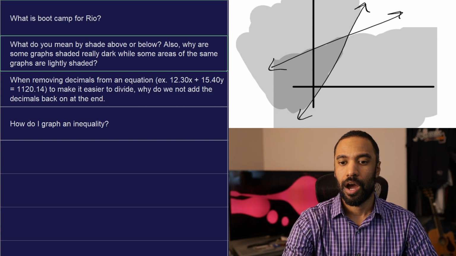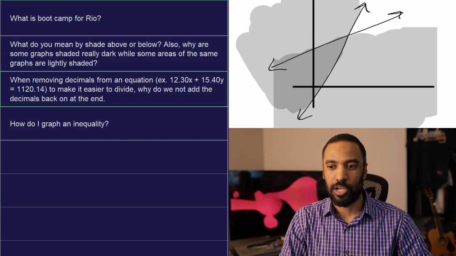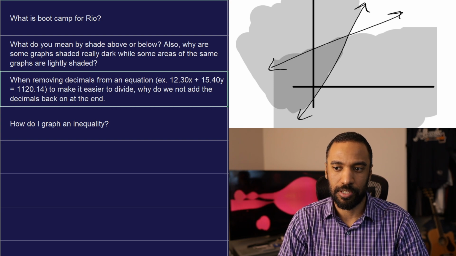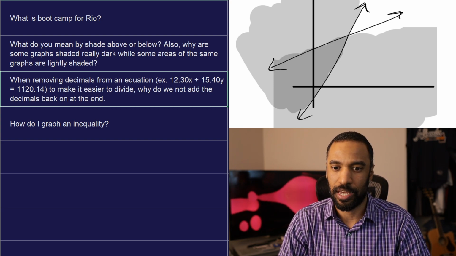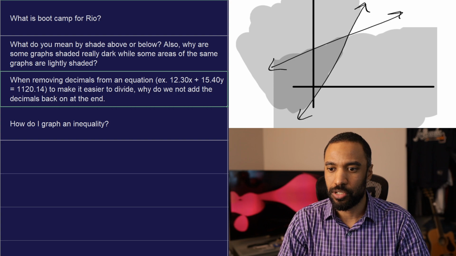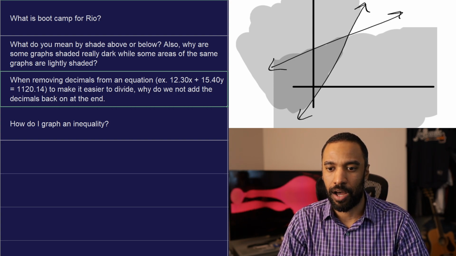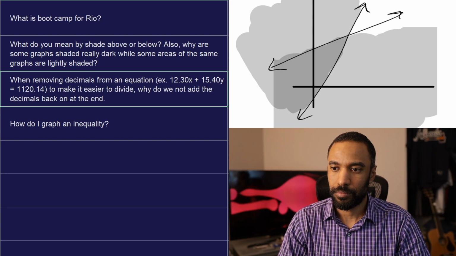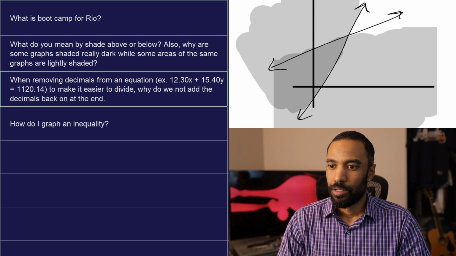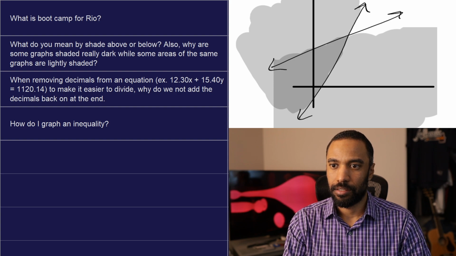Okay. All right. When removing decimals from an equation, like 12.30x plus 15.40y equals 1120.14, to make it easier to divide, why do we not add the decimals back on at the end? You mean at the end? Hang on.